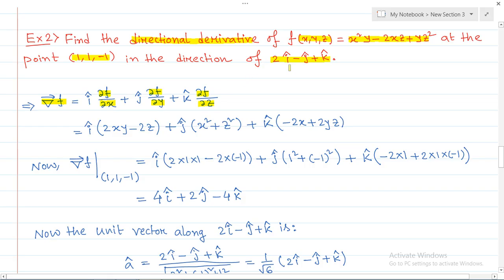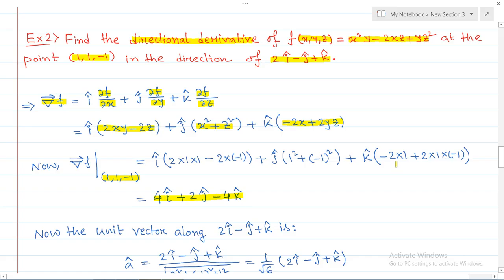So we differentiate x²y - 2xz + yz² partially with respect to x, y and z. After doing this we get i cap into (2xy - 2z), j cap (x² + z²) and k cap into (-2x + 2yz). Now we have to calculate this grad f at the particular point (1, 1, -1). The result comes as 4i cap plus 2j cap minus 4k cap.